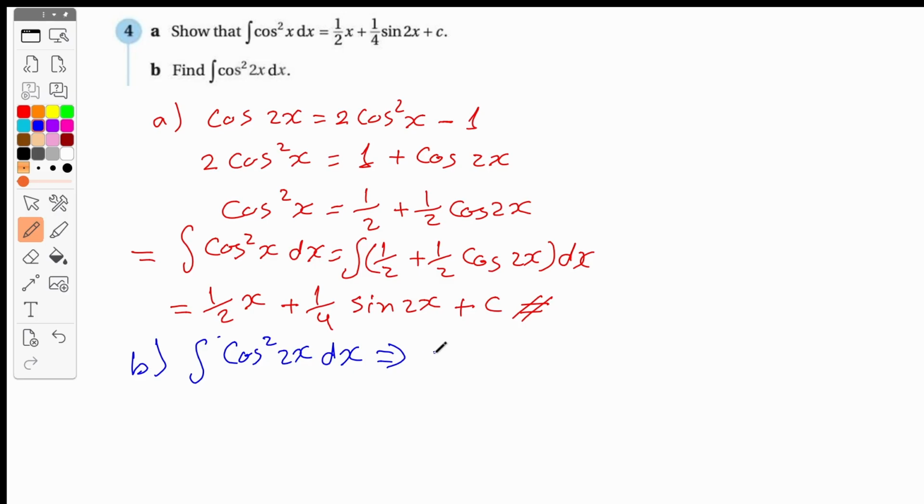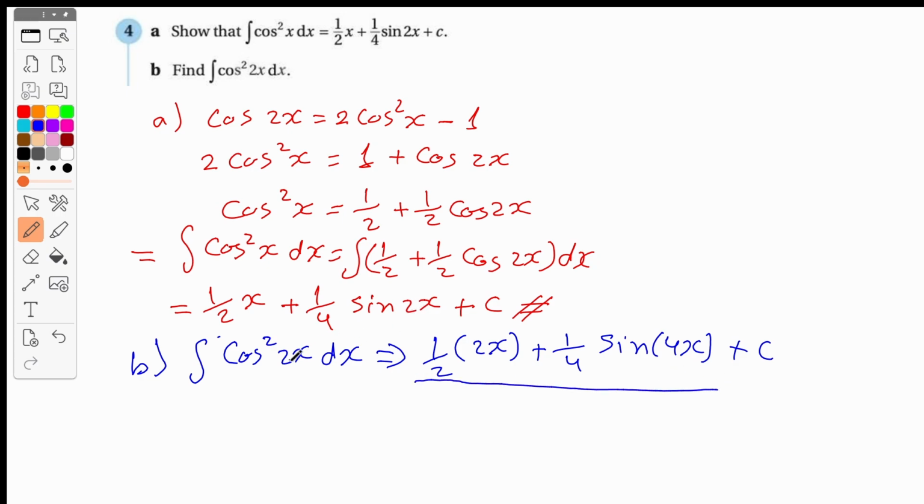So the answer here will be half, instead of x it will be 2x, plus quarter sine, and instead of 2x you need to double that, 4x, then plus c. And don't forget to divide everything by a, which is 2. By canceling, half times 2 is of course 1. So the final answer will be just x divided by 2, which is half x, plus quarter divided by 2, which is 1/8.